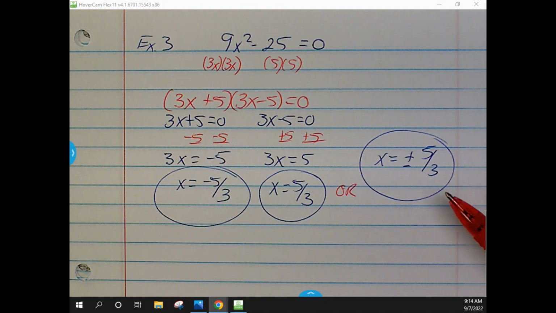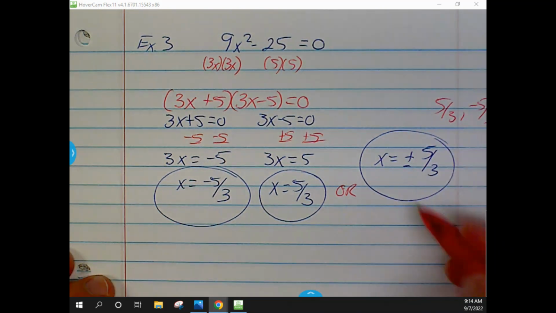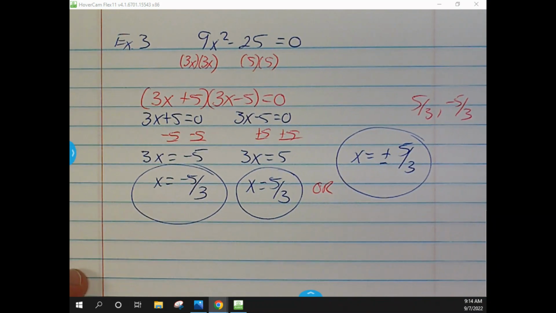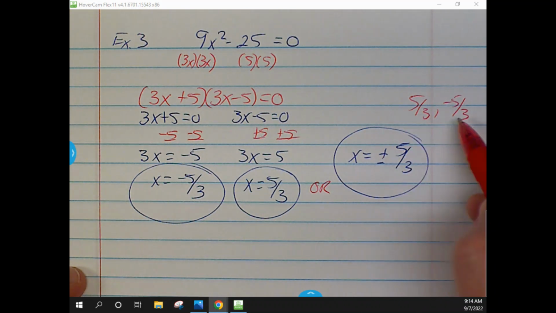I have seen Math Excel before at times not let you do the plus or minus. So if you put plus or minus and Math Excel counts it wrong, go back and try it separately, where you've got 5/3 and then negative 5/3. But it should let you use the plus or minus button just to make things easier. Again, I've seen it occasionally not like this plus or minus, and they make you write it two separate times. But that is an option that you can have.